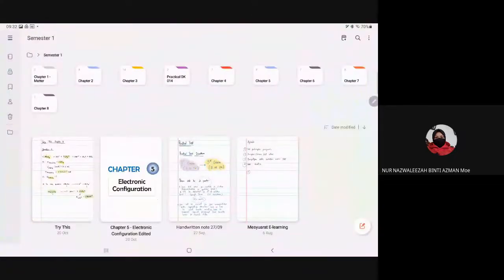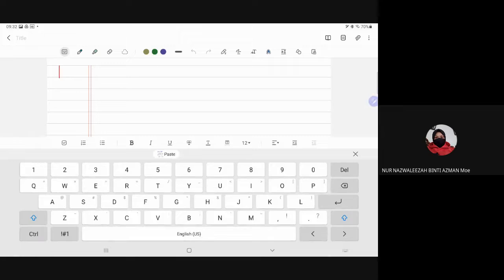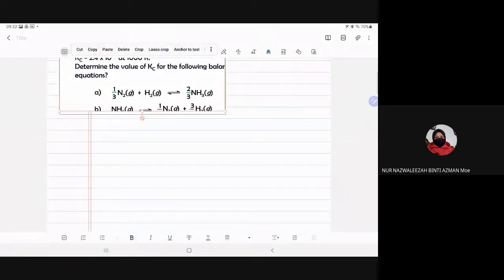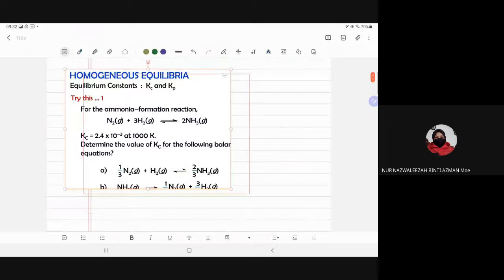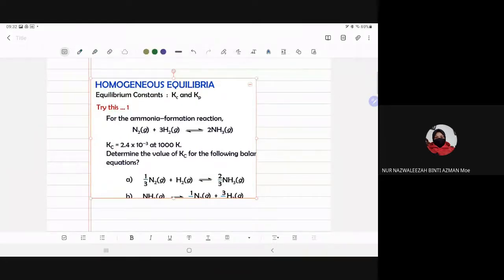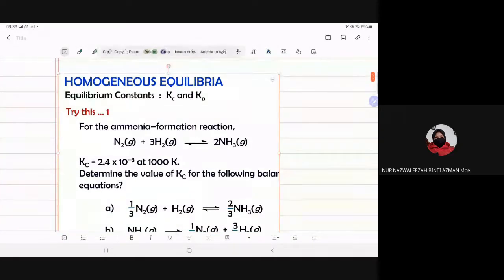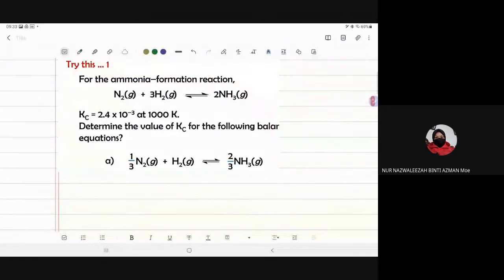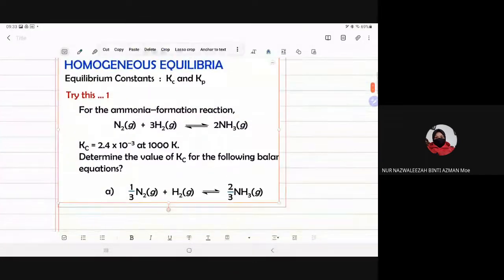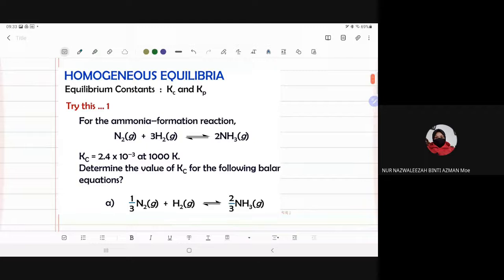Okay, so kalau soalan macam ni, okay, sekejap let me just write it down. Okay, so ini adalah soalan tadi. Just crop this. Determine the value of Kc from the following balance equations.